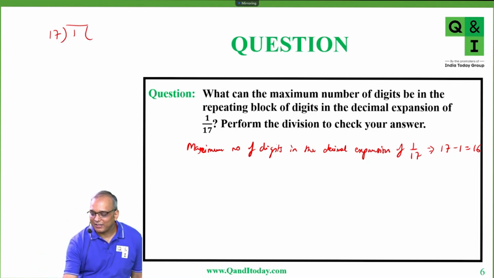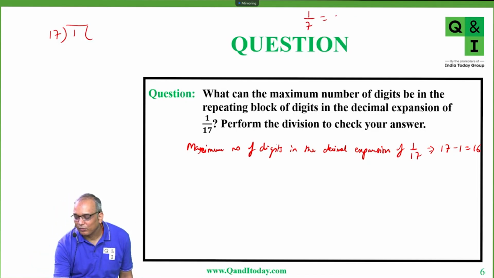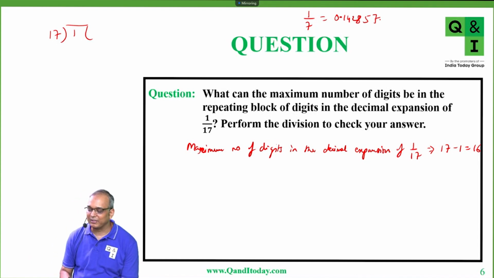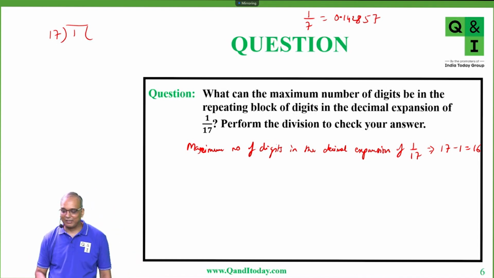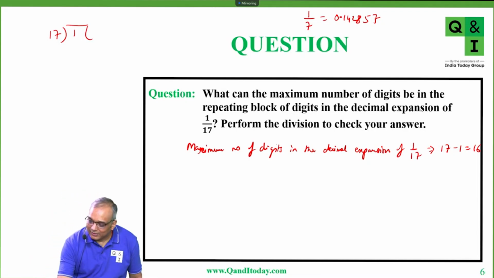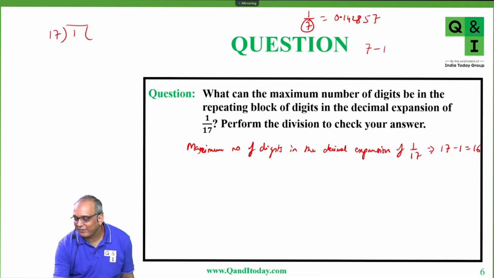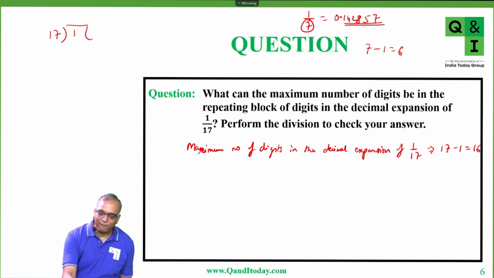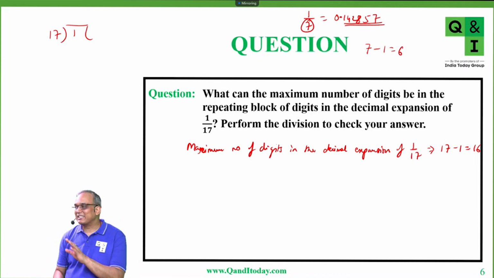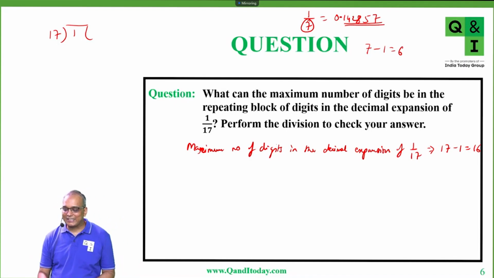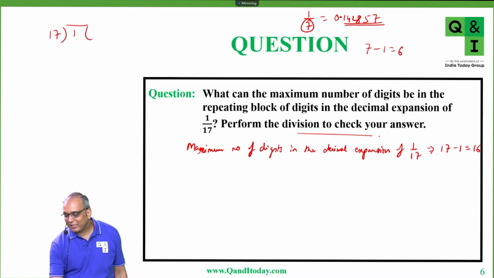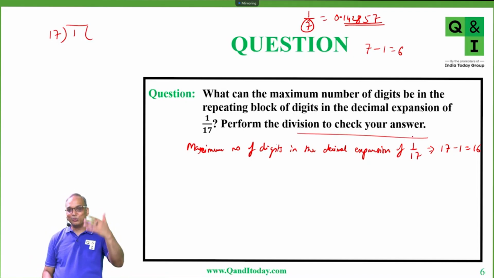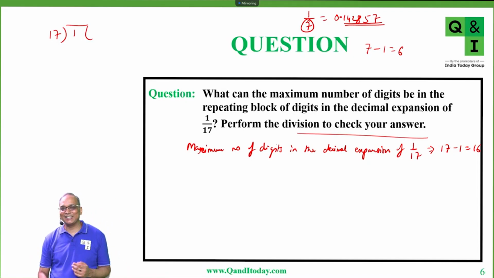If you remember, 1 by 7 was 0.142857. Do you remember this? For 1 by 7, the denominator was 7, so the maximum number of digits you can see here is 6, that is 7 minus 1. Similarly, for 1 by 17, it will be 17 minus 1, 16. Now they are saying, perform the division to check your answer. So you have to do 16 steps of division to get the result.